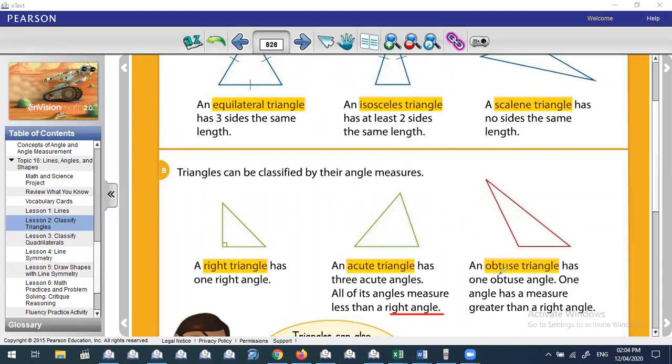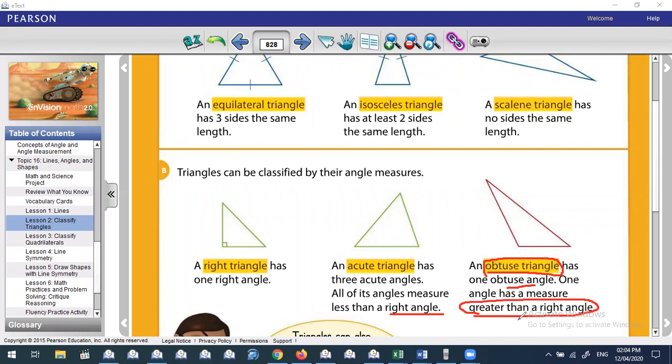The last one is the obtuse triangle. An obtuse triangle has one obtuse angle, and that angle has a measure greater than a right angle. The obtuse angle is greater than the right angle.